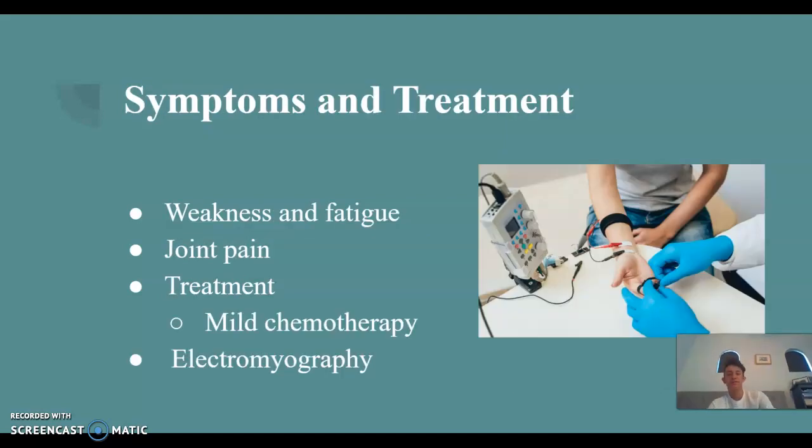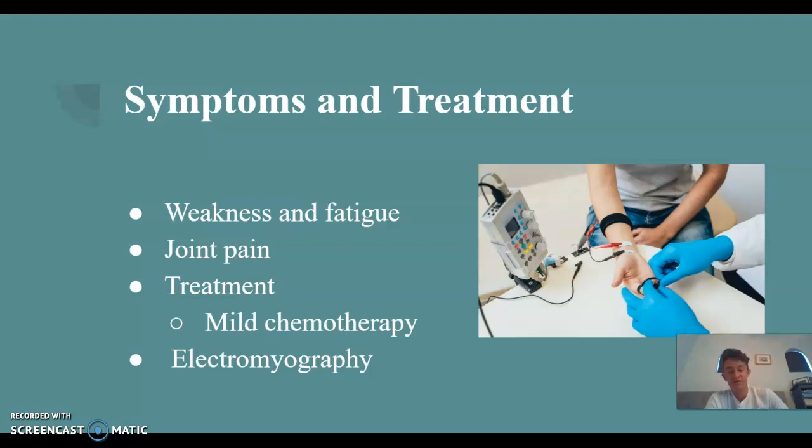So now after the diseases, we can go to their symptoms and treatment. A lot of people experience weakness, fatigue, slurred speech, and joint pain like arthritis. If the muscles in the throat aren't working, you could have difficulty swallowing or breathing as well. For treatments, there are steroids and medications, and people actually use mild chemotherapy to help with joint damage and muscle damage and the muscles not working properly.